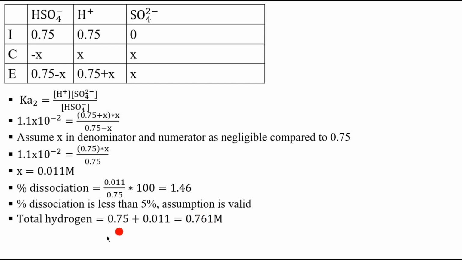Then to calculate the pH, we need to add the two hydrogen contributions, the one from the first dissociation and the one from the second dissociation. If we add them, we get 0.761 molar. The pH is equal to negative log of H plus, so negative log of this value gives a pH of 0.119. That was the pH asked for in the first question.